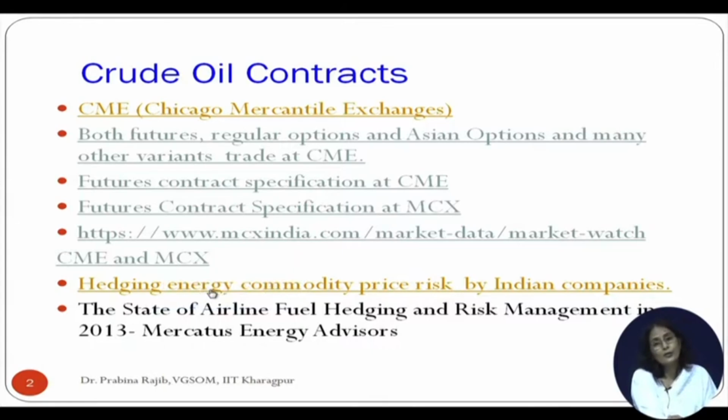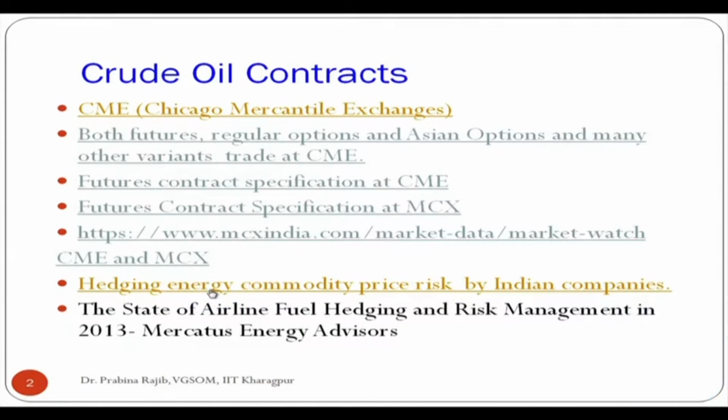Now focusing our attention on what has been the experience of Indian companies which are exposed to crude oil price, or Indian companies which are exposed to refined product price. How do they hedge this price risk? Unfortunately, when I was doing a web search to find out from the annual reports of these companies how they hedge, not much information is available, barring one or two companies.